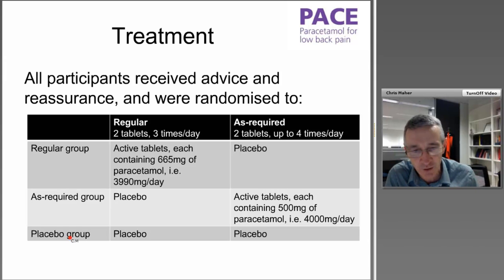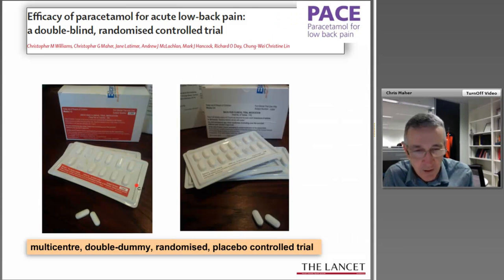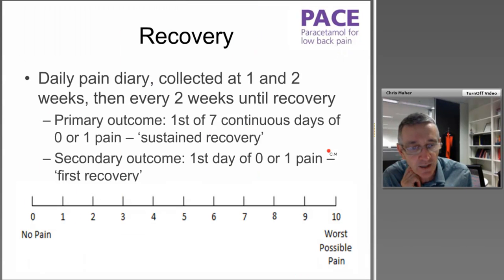And the regular dose was to take 2 tablets 3 times a day because we used the extended release formula. And the as-required medicines, they could take 2 tablets up to 4 times a day whenever they thought it was required. And we batched the medicines so they were indistinguishable. So it was double dummy. Neither the patient, the assessor, or their clinician could tell what sort of medicine they were taking.